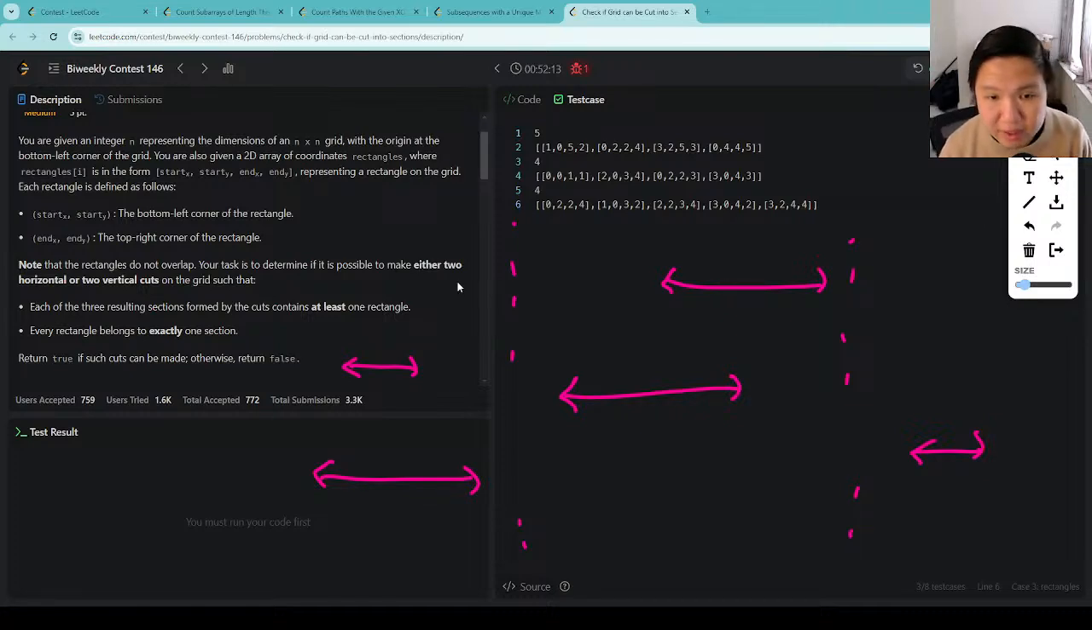So for the second one, I didn't use BFS or DFS. Basically, in each row, you just calculate. Because BFS and DFS, depending on how you do it, you might end up in some kind of TLE.